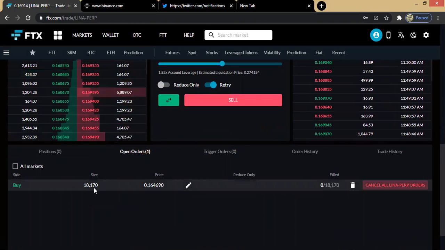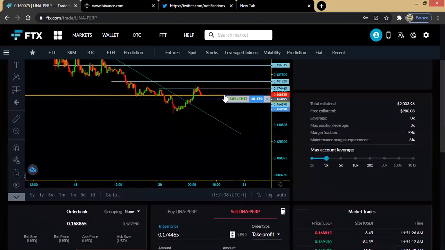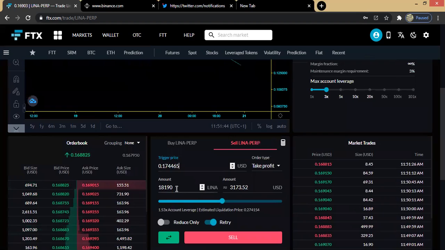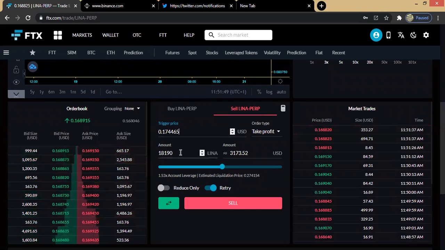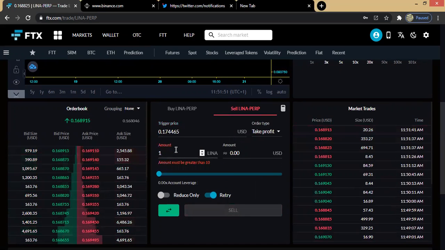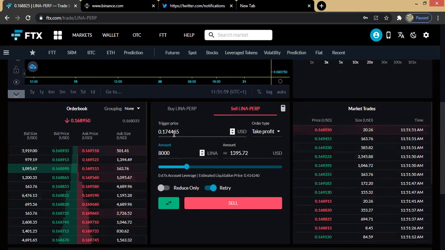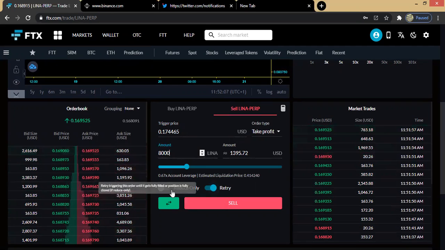I have about 18,170. That's my position size, because I don't want to take all the profit at this first target. Maybe I want to take, let's say, 8,000. I want to close 8,000 positions at 0.174465. So if I've chosen to close 8,000 positions at this price, I need to click on reduce only and also click on retry.